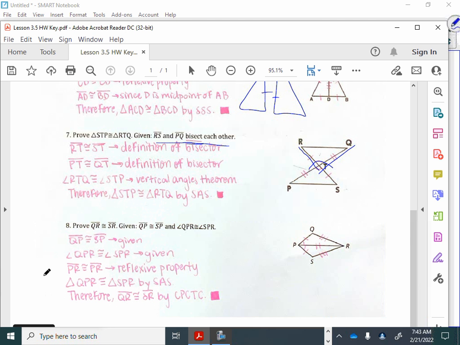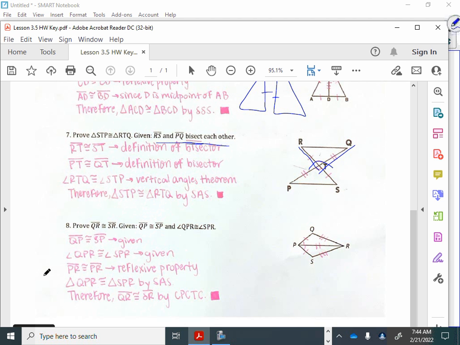So, I was given that QP is congruent to QS. So that's those two sides, and then I was given that the angles are congruent to each other. I know that line segment PR is reflexive, because it's going to be congruent to itself. And then I could say those are congruent by side angle side.